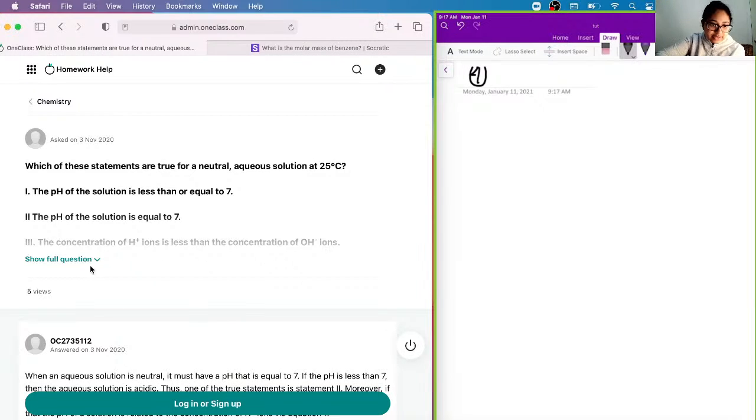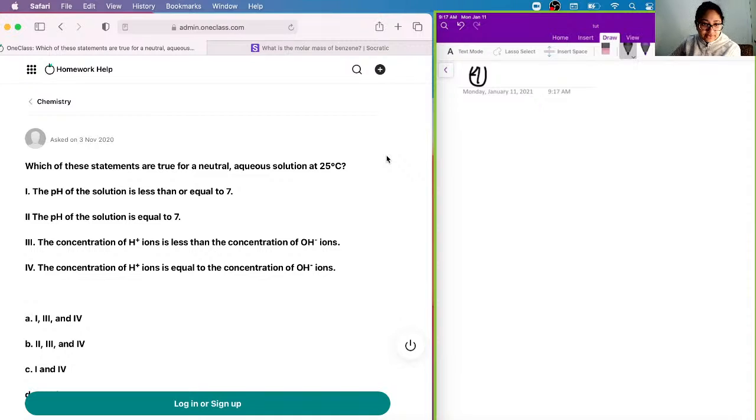Our next question says, which of these statements are true for a neutral aqueous solution at standard heat, which is 25 degrees Celsius? So we're given three conditions and we have to see which one of them are true. So basically, when an aqueous solution is neutral, it must have a pH that is equal to 7. That's one of the most important conditions that needs to be fulfilled in order to establish a neutral aqueous solution.